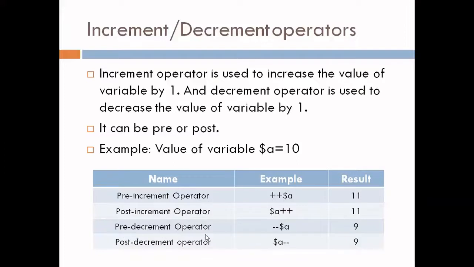Now the pre-decrement operator. If the decrement operator is written before the variable name, then it is known as a pre-decrement operator. Decrement means decrease the value by 1. So $A has the value 10, and 10 is decreased by 1, so it will produce a new value of 9. Now the post-decrement operator, $A--. Again, we write the decrement operator after the variable name, so it will produce an output of 9.